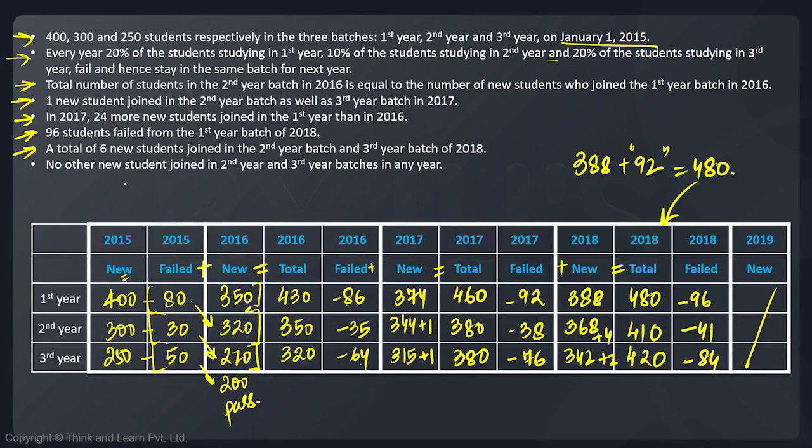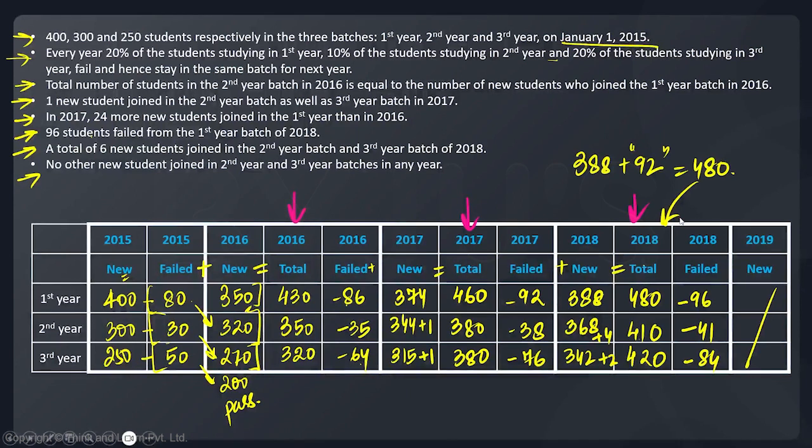Okay. No other new student joined in second and third year batches in any year, which was kind of okay, as we already have in each of the years, the new students, they are always going to end in, not new, but rather total. Total students are always ending in 0 for every year.